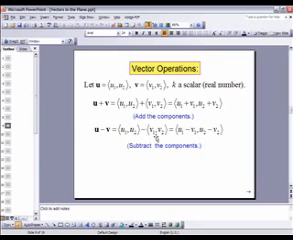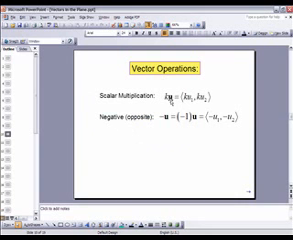So different vector operations. If you have the vector U, <U1, U2>, and vector V, <V1, V2>, and k is a scalar, you can add two vectors by adding the components individually. So you add the x components and the y components individually. You can subtract them by subtracting components individually. And we'll look at how to add and subtract them graphically in a moment.